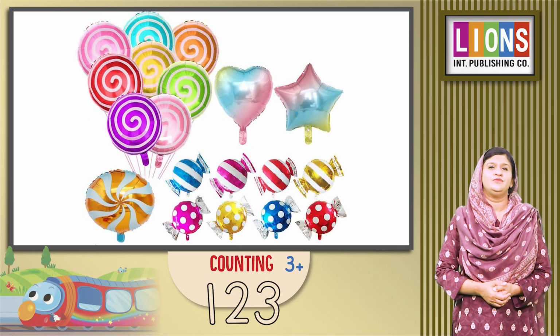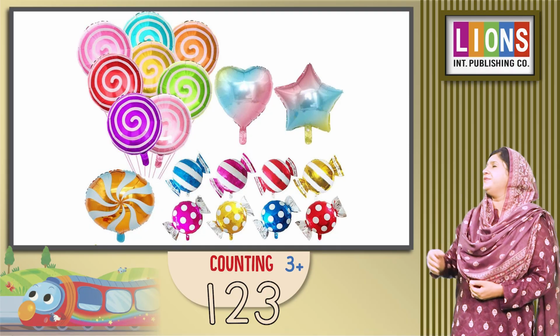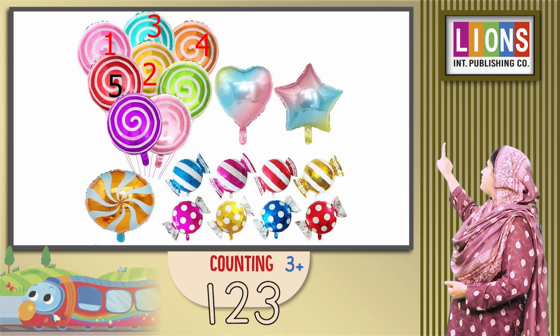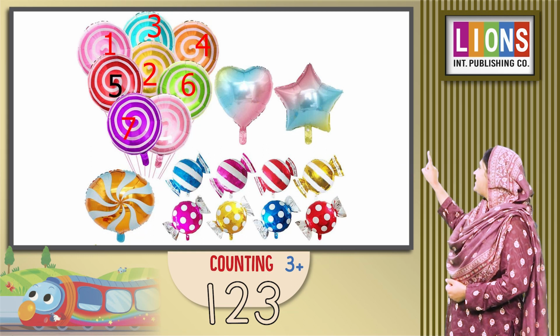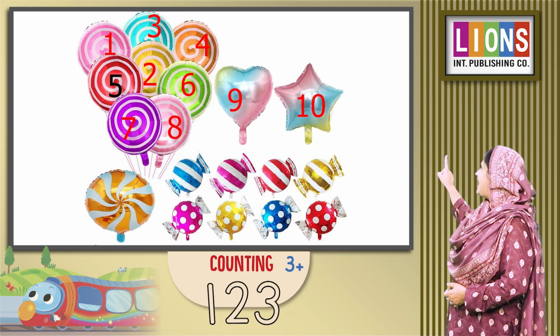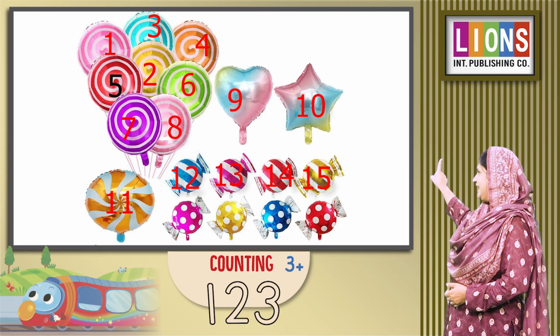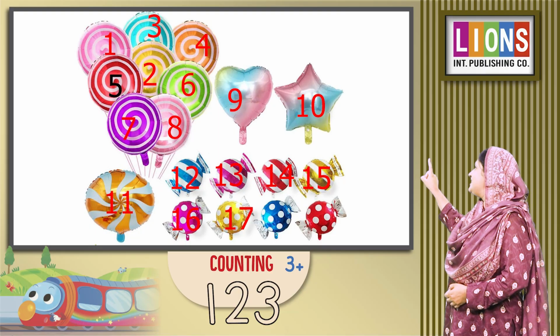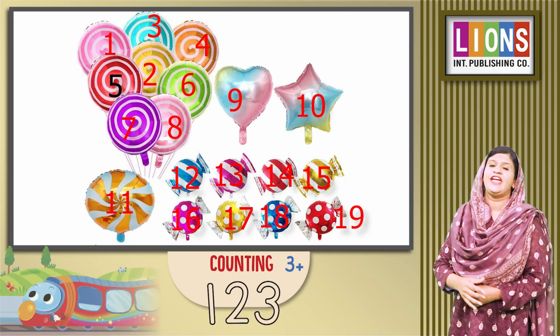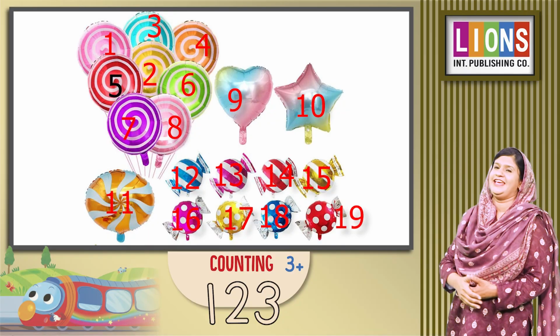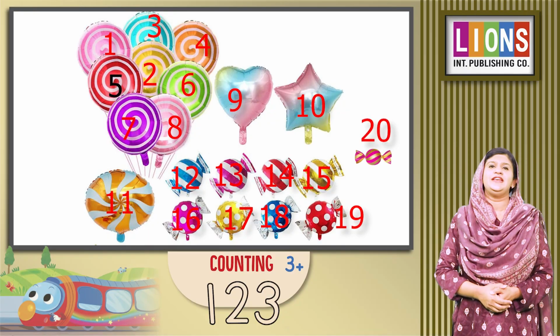Let's count some yummy candies over here. 1, 2, 3, 4, 5, 6, 7, 8, 9, 10, 11, 12, 13, 14, 15, 16, 17, 18, 19. We have 19 candies, और अगर हम एक और candy add कर दें तो we have 20 candies.